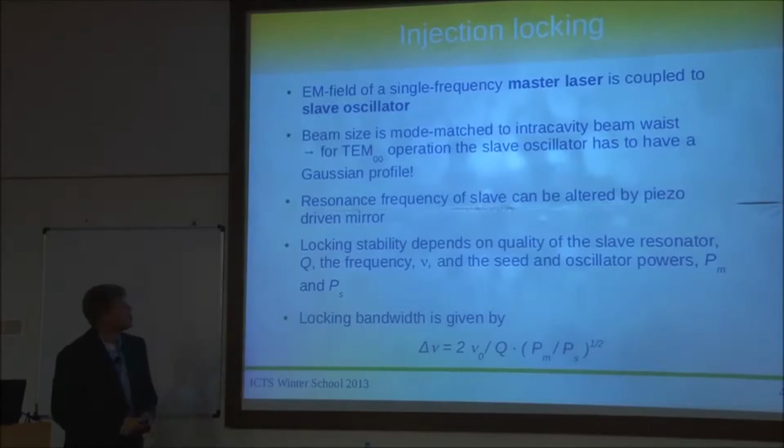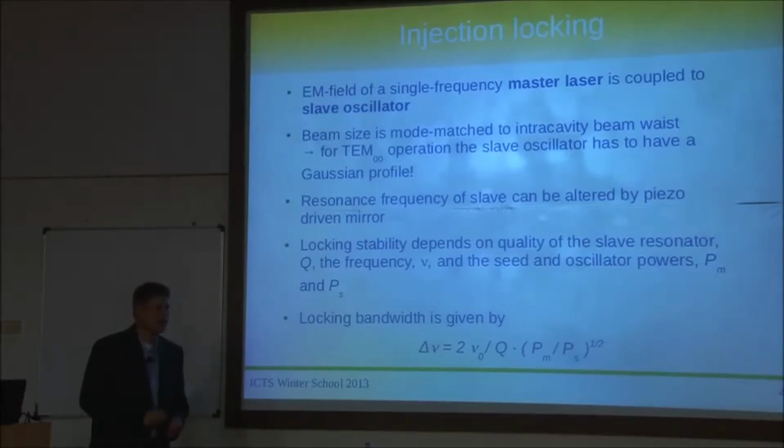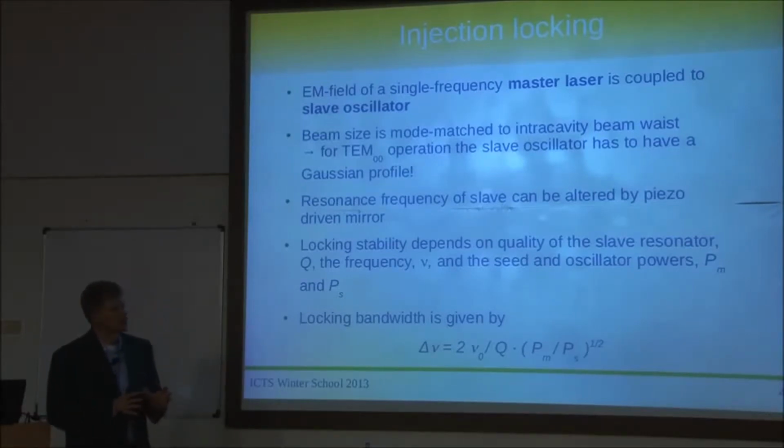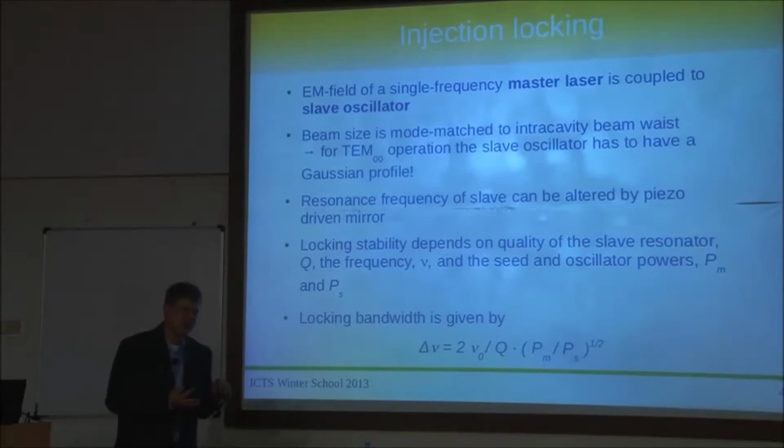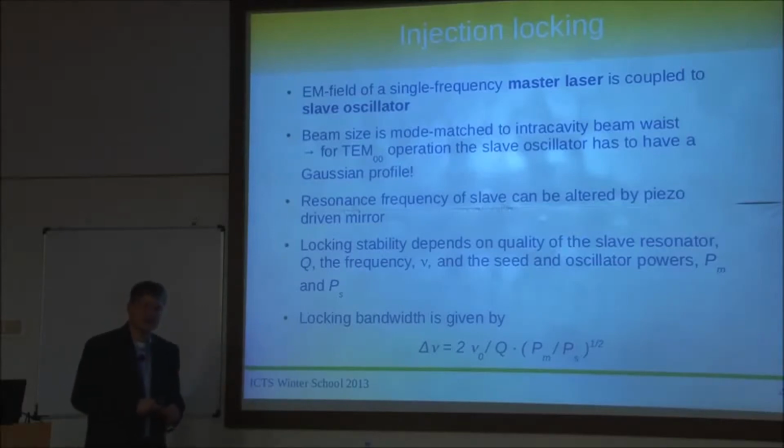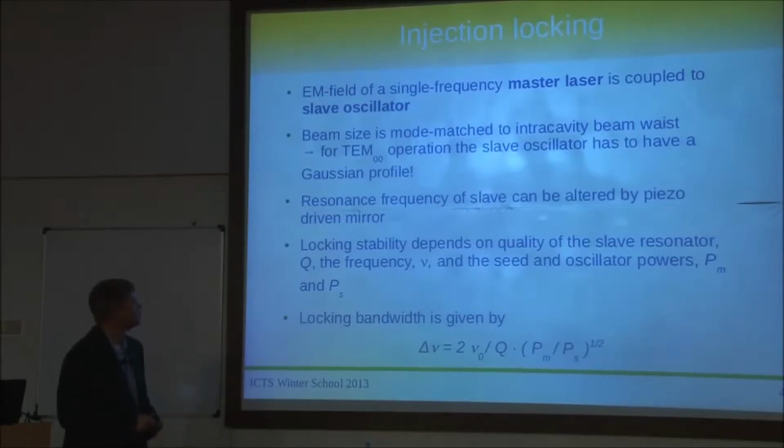So for lasers, the electromagnetic field of a single frequency master laser is coupled to a slave oscillator, as I pointed out. To do that properly, one needs to mode match the beam waves of the two lasers to each other, so one really wants to overlap the two beams. Since there is a round TM00 beam coming out of the master oscillator, we also need to build this high power oscillator such that it already emits something like a TM00 beam by itself, because otherwise this mode matching could not be done.